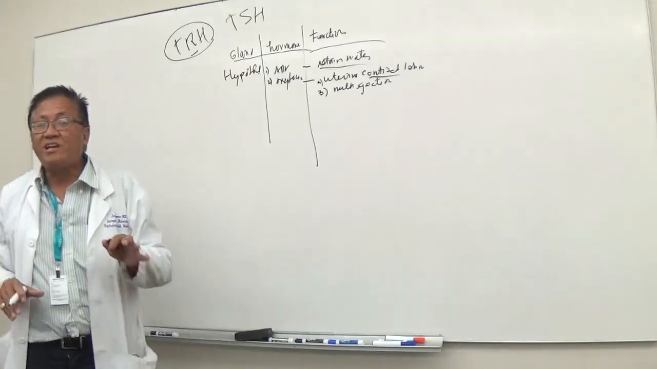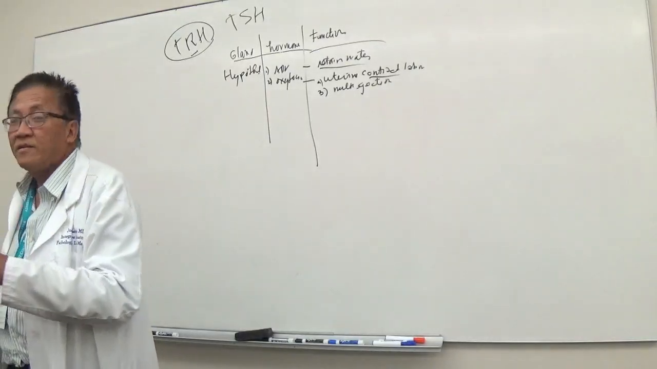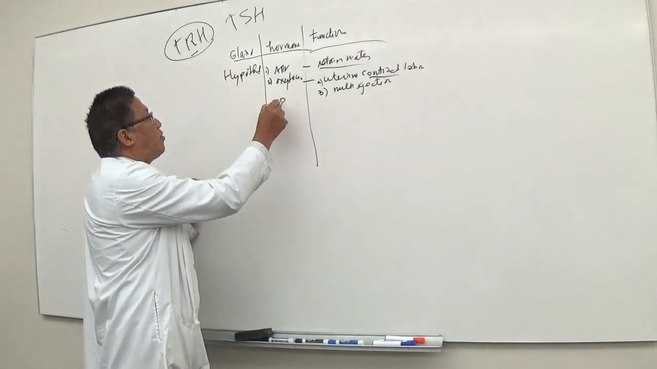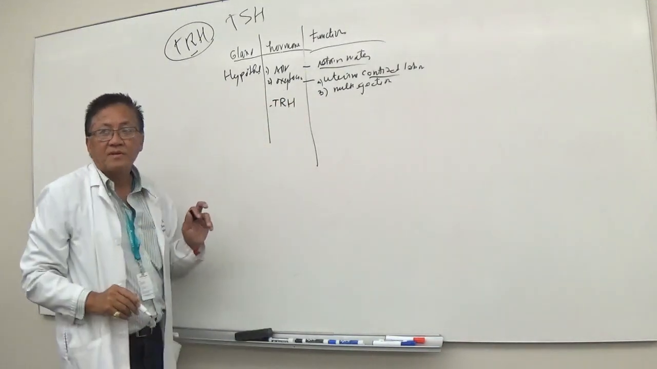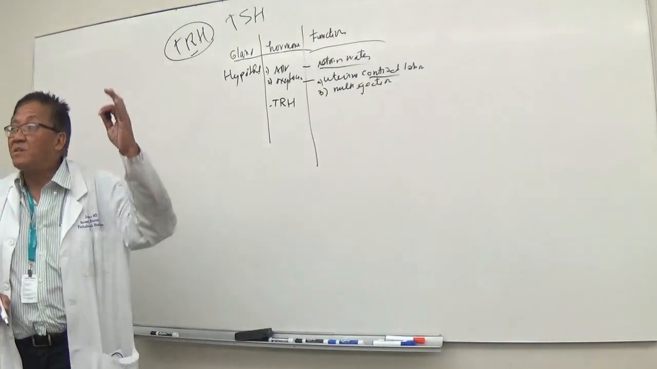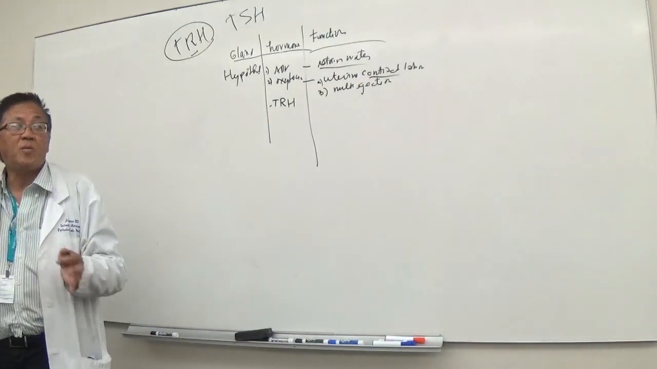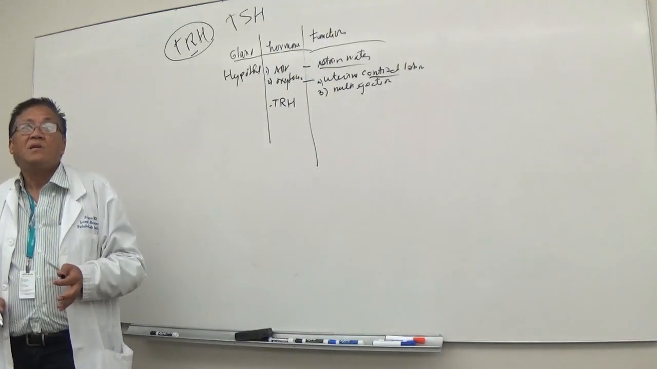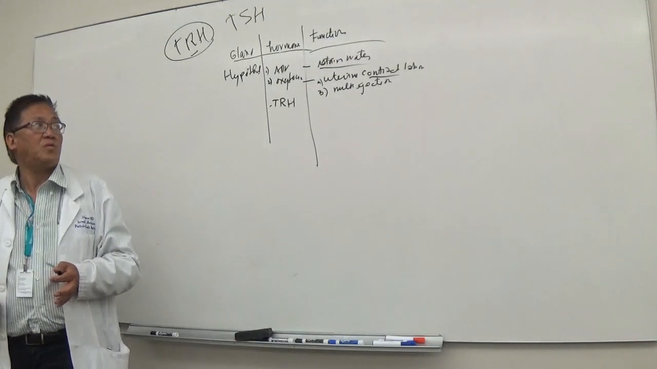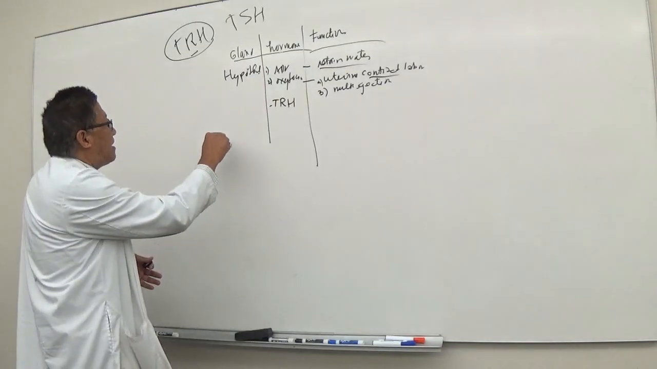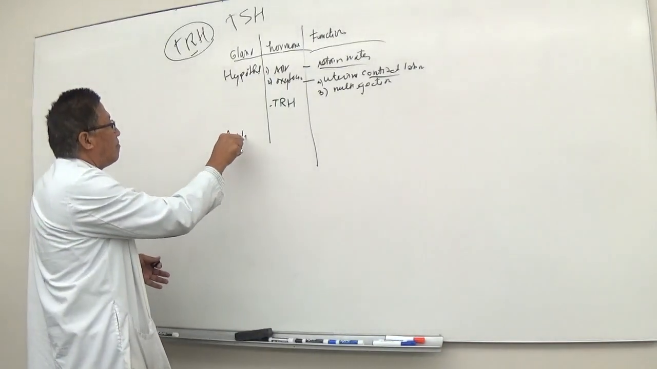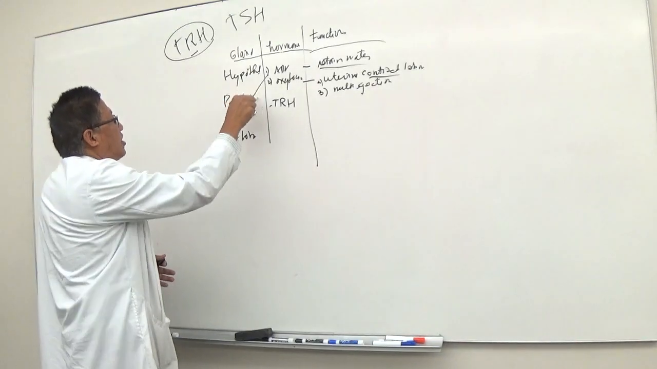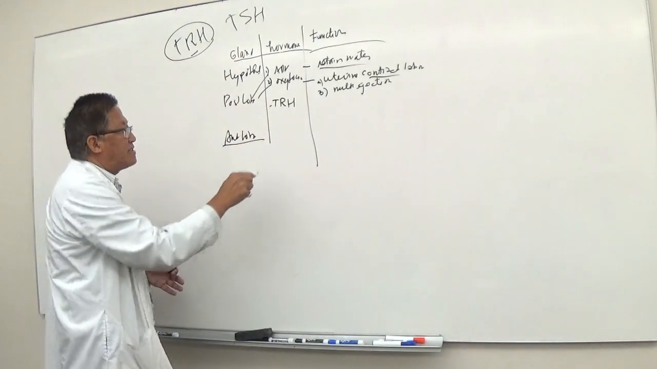Now, in your book, there's a list of the regulatory hormones, right? For example, thyrotropin releasing hormone. There's a big list to study. Let's just write down first the anterior lobe and the posterior lobe. Anterior lobe, what are they? Let's start with TSH.